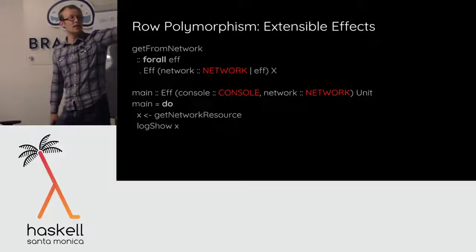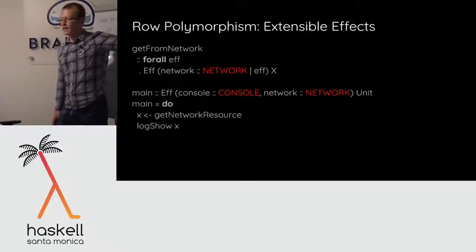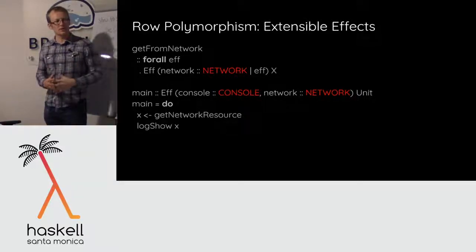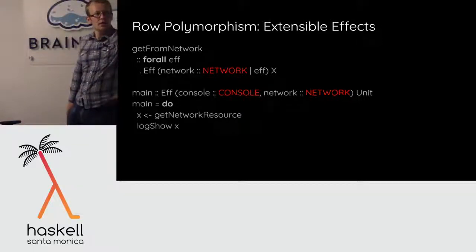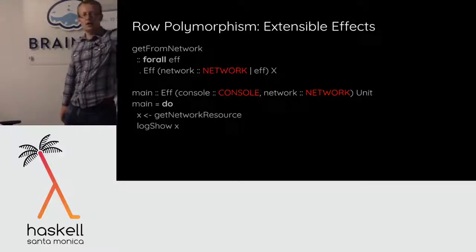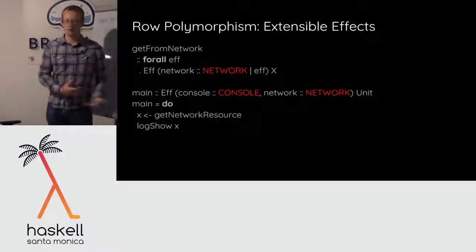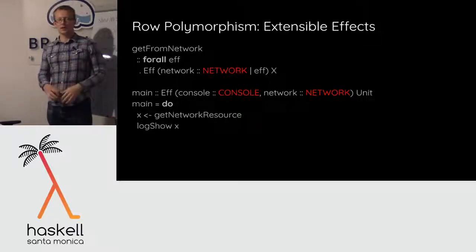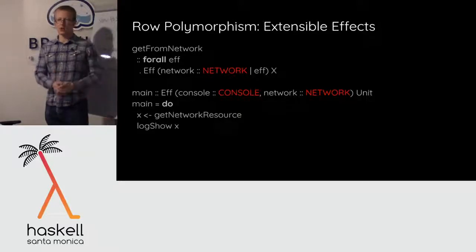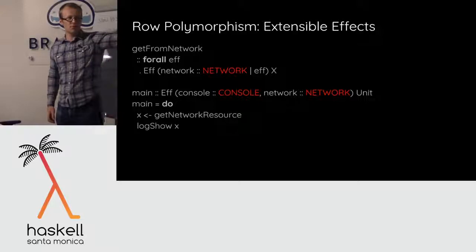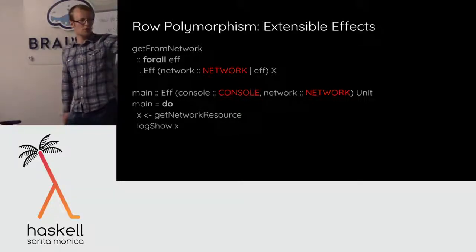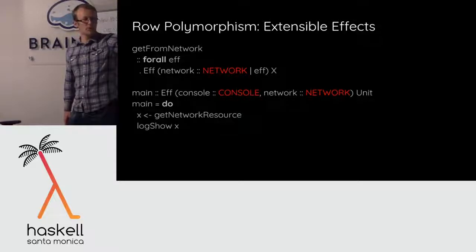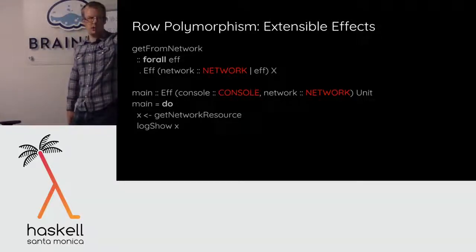So I'll say get from network can operate in any effectful context that supports network operations, but I'm also going to let you use it in contexts that support other effects, okay? Just because you're doing network effects shouldn't preclude you from doing non-network effects, okay? And then when I use this in main, for example, I can use this alongside, let's say, log show, which prints out that network result, okay? And that gives me a console effect.